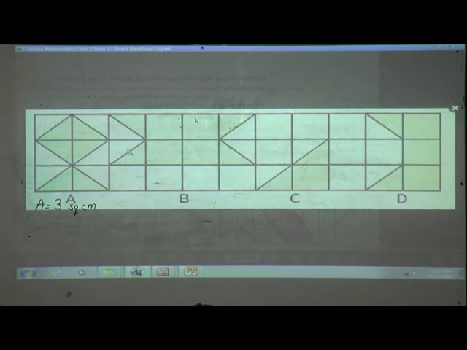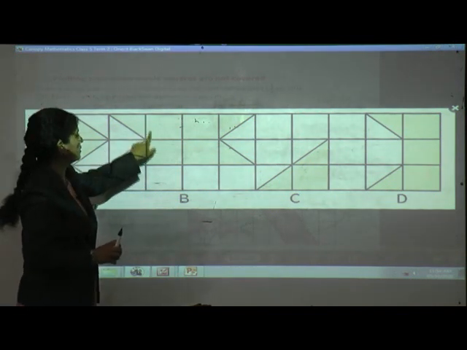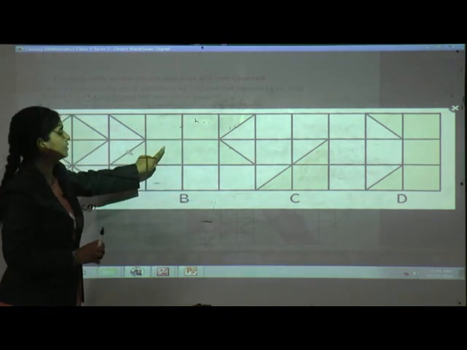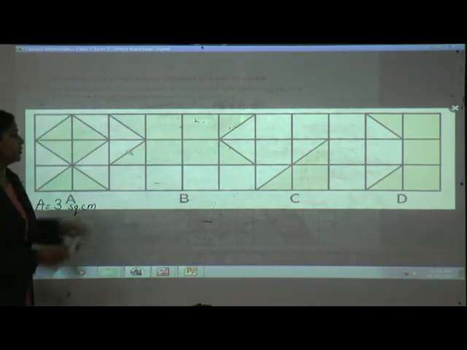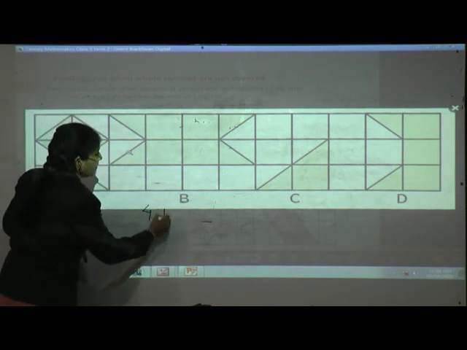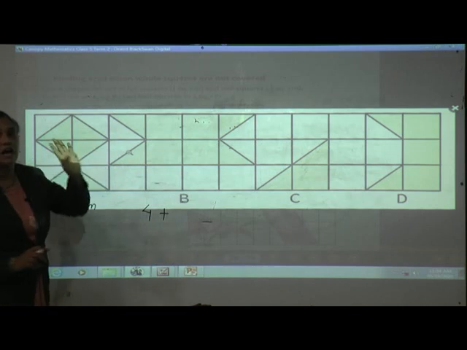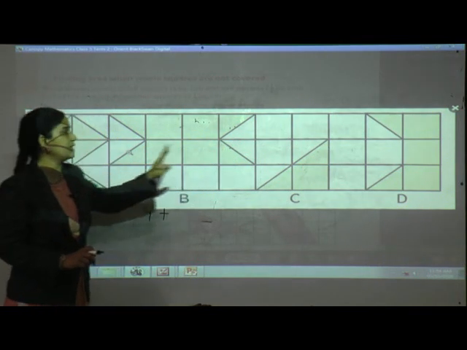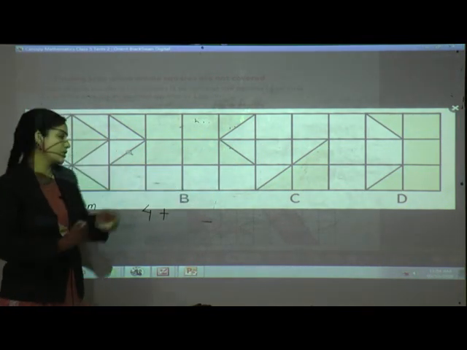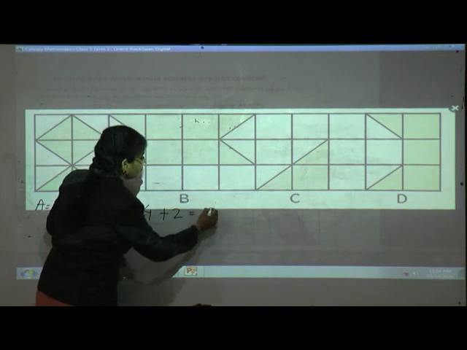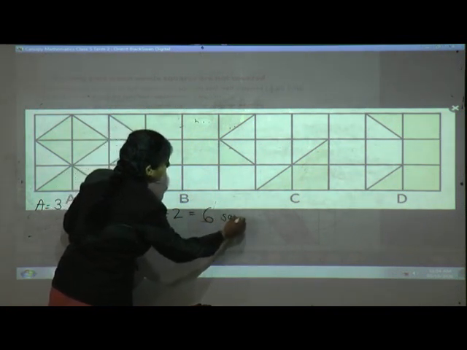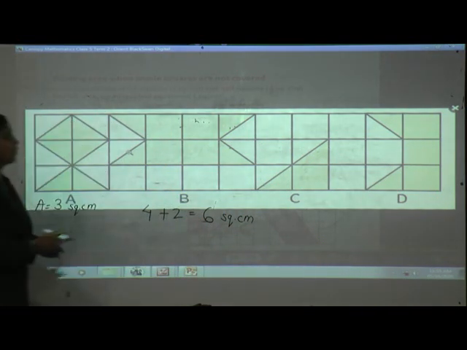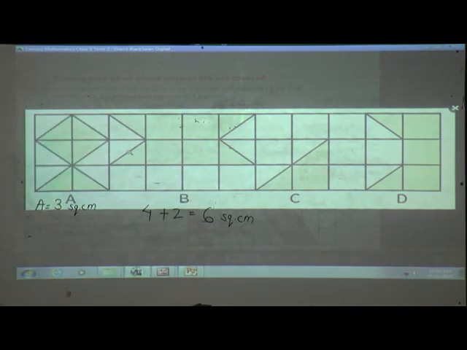And in the figure B, B is made up of 4 full squares and 4 half squares. See, 4 full squares. 1, 2, 3 and 4. So, take 4 full squares plus, here are the 4 half squares also. 1, 2, 3, 4. That means it makes 2 full squares. So, plus 2. 4 plus 2, 6 square centimeter. So, the area of B is equal to 6 square centimeter.